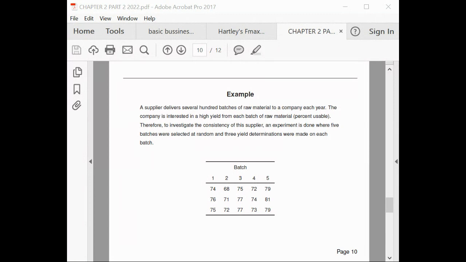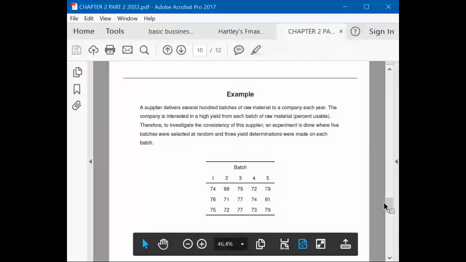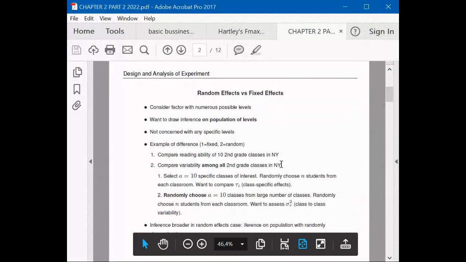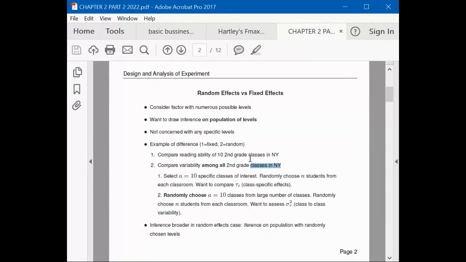It's based on this part. Go and check this second page from my notes. This second page. See here, where we're showing the difference between fixed effect models and random effect models. And check this part, the example that is given under B.